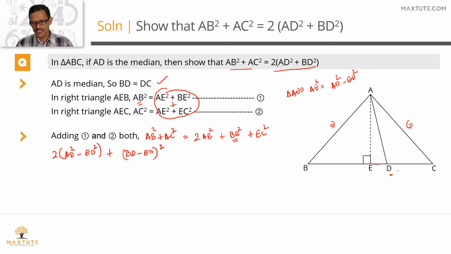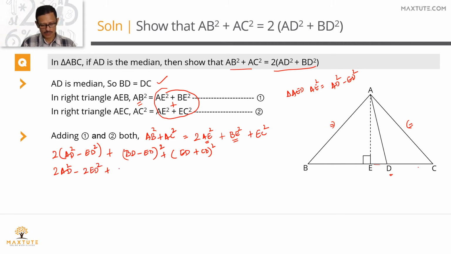In the right hand side, we have EC square. D is a midpoint, so we can write the CE or EC as ED plus CD square. So this is equal to ED plus CD the whole square, right? This is AE square written as AD square minus ED square. BE square is written as BD minus ED the whole square. EC square is written as ED plus DC the whole square, or CD the whole square. So this is 2 times of AD square minus 2 times of ED square.